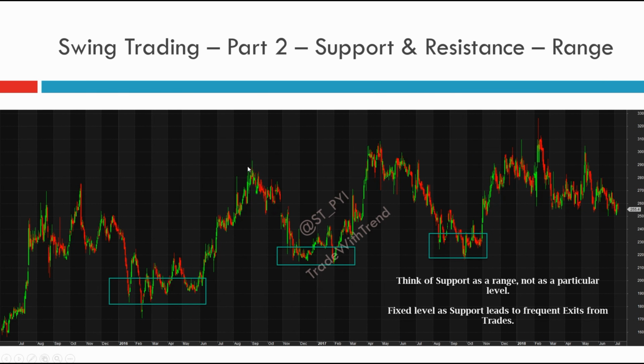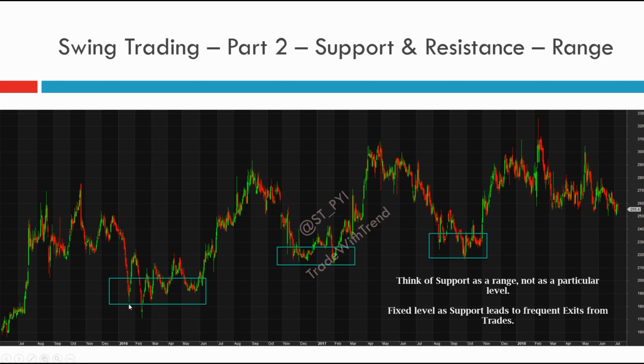Now, what I want to show you is that resistance or support always functions as a range and not as a particular level. And if you try to look at charts from now on with respect to range, that is range as support and range as resistance, then I think your trading would definitely improve going ahead in terms of quick decision making. Now I'll just make my point clear here.